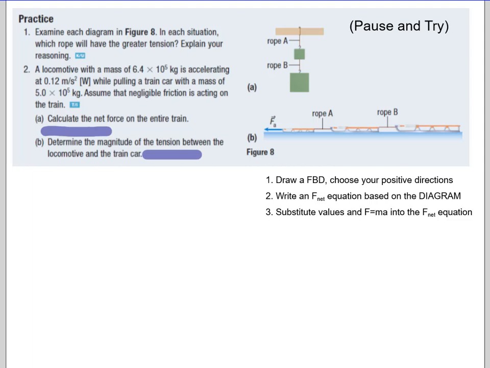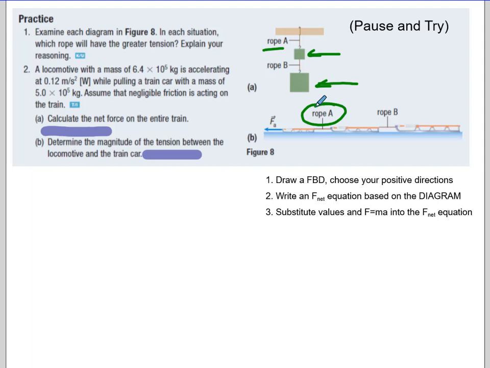Okay, so let's have a quick look. Number 1, examine each diagram in figure 8, and which rope will have the greatest tension. Okay, so in the first one, rope A should have the greatest tension because not only is it holding up the small mass that it's tied to, but it also has to hold up all of the things behind it. Okay, so rope A should have the highest tension force versus rope B. If you look at B part with the sleds, rope A or rope B, which one should have the highest tension? Well, rope A should have the highest tension because it has to account for all of those masses behind it. Okay.